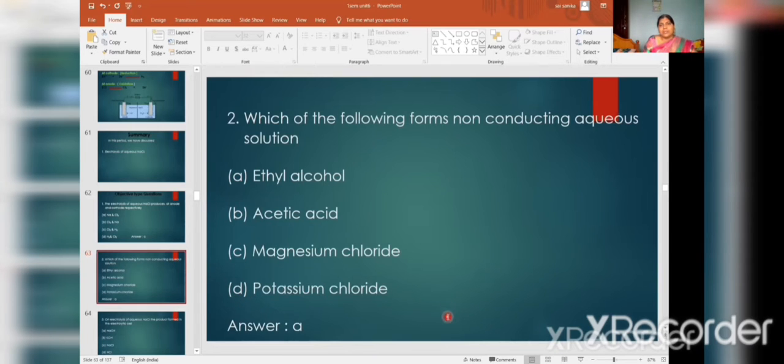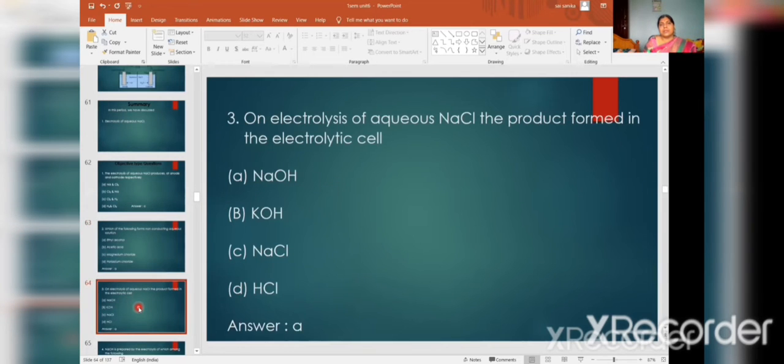Non-conducting means it will not conduct. This is also conducting, this is also conducting, this is also. So what is the answer? Answer A, ethyl alcohol is a non-conducting aqueous solution. So the answer is A.